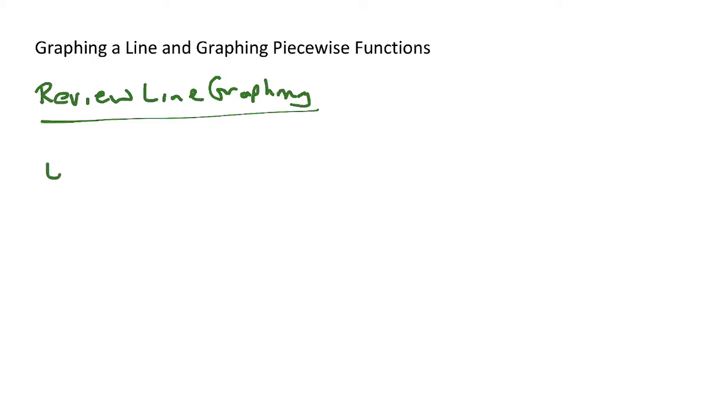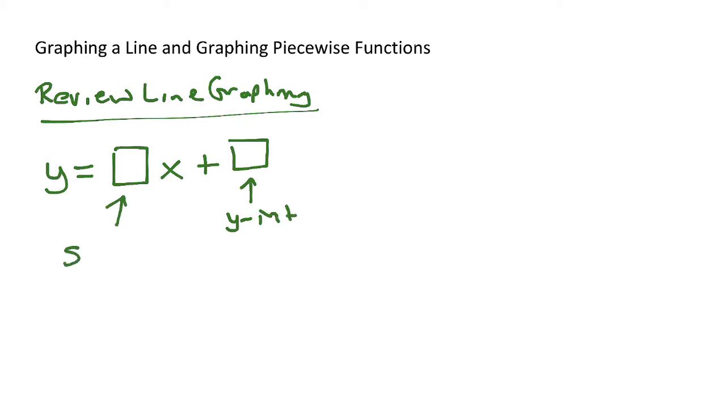So remember that if you have the equation of a line, this piece right here is the y-intercept, and this piece right here is the slope, which is the rise over the run. So if we were going to graph a line, something like y equals, or let's use f of x, because that's what you're going to see with piecewise functions. You're going to see function notation.